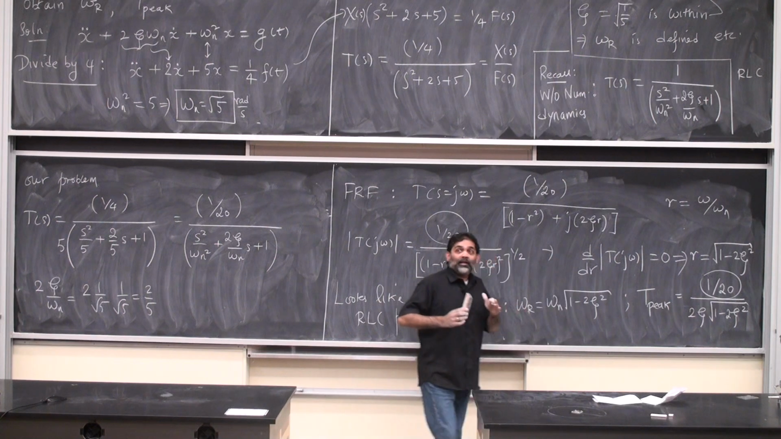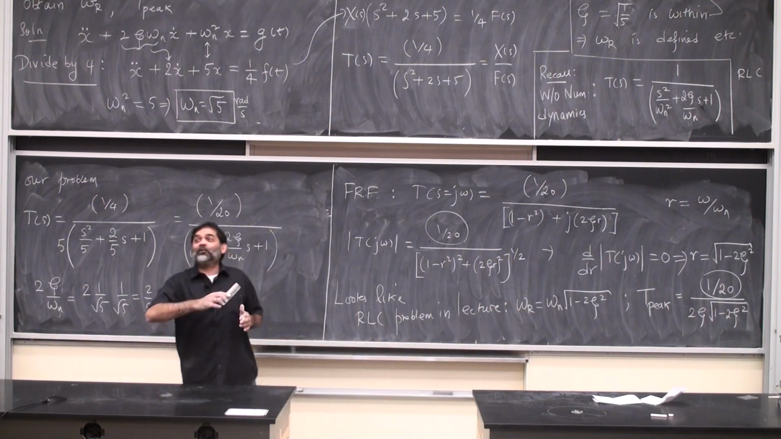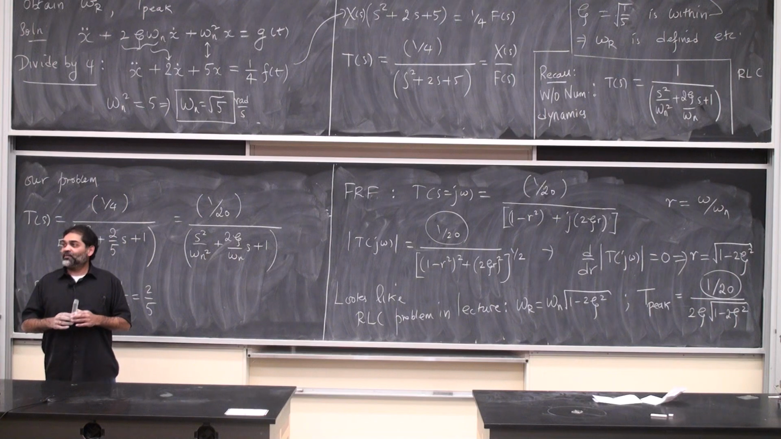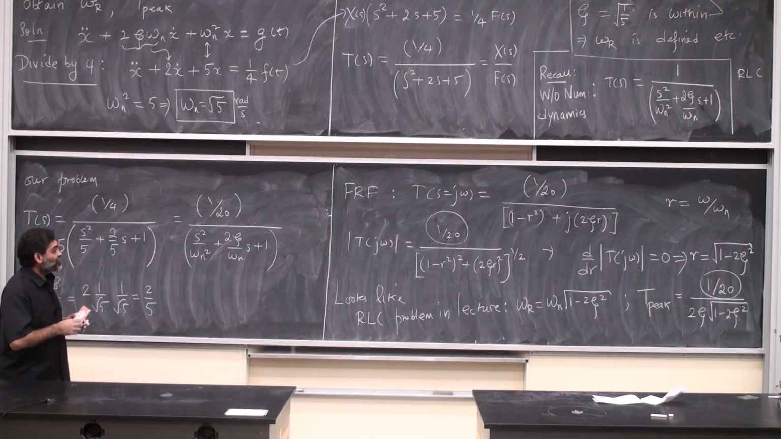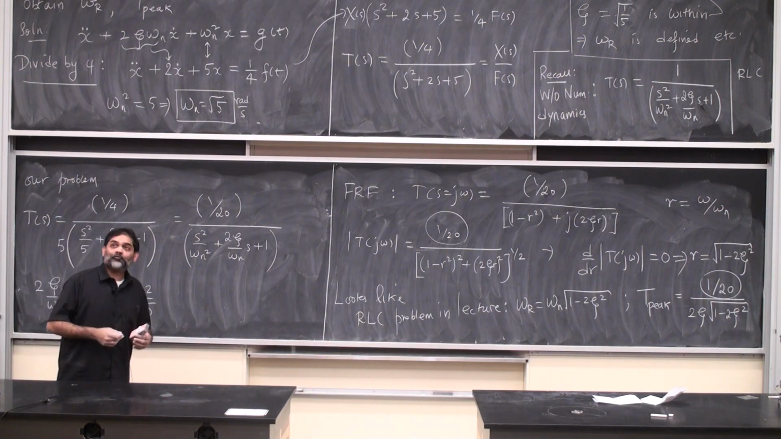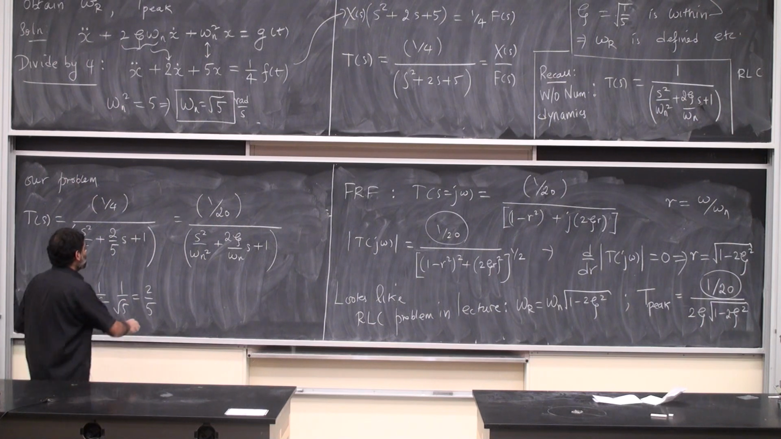garbage. But I have something in the numerator, so I have to tack on that thing on the numerator as well. And so this is the total peak. And you can, of course, substitute for zeta, and I'll write the values here.